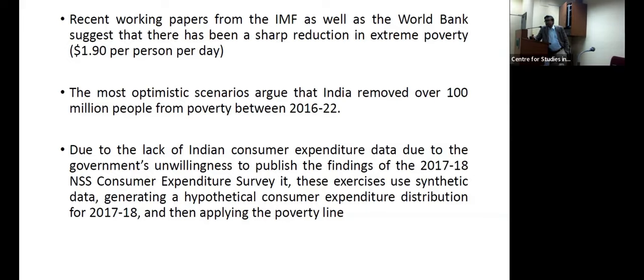So roughly speaking, 22% was the last estimate from 2011-12, when the NSS expenditure surveys were released using the Tendulkar poverty line, which is similar to the World Bank extreme poverty line of $1.90 per person per day. Now, essentially, what happened, just to recap, is that it was expected that the government would come out with the NSS quinquennial report in 2017-18.